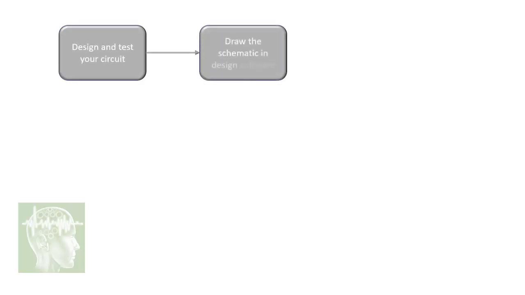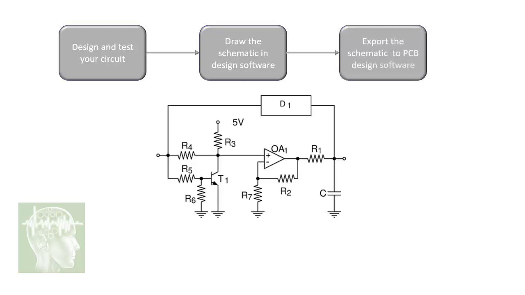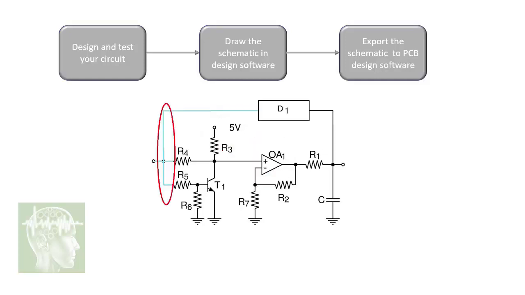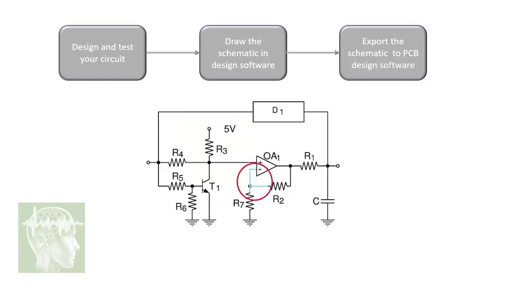The basic concept is design and test your circuit first and then draw that schematic in a design software. Then you have to export that schematic to a PCB design software. So suppose this is the schematic. Here you can see symbols of multiple components like R3, a resistor, like an amplifier. Again, you can see different kinds of nets which connect different components. Like this is a single net, this is another net connection.